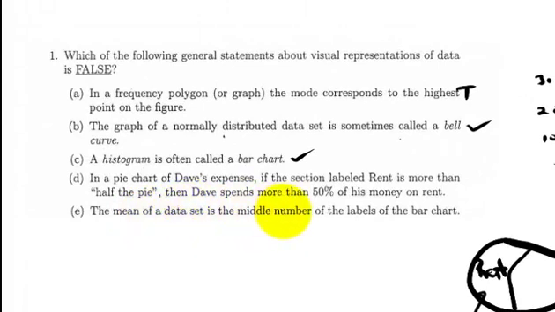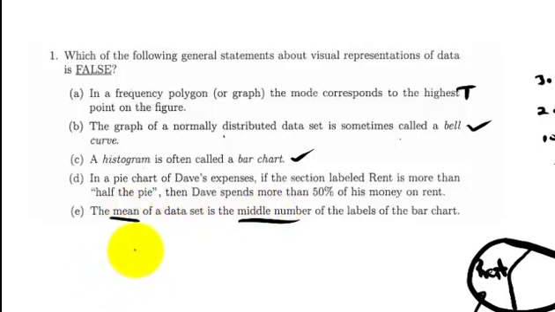The mean of the data set is the middle number of the bar chart. Well, a mean and the middle number are not the same. Who cares about the bar chart right now? When we say the mean and the middle number, this is only the same in a normal distribution. If you are not in a normal distribution, these are not guaranteed to be the same.